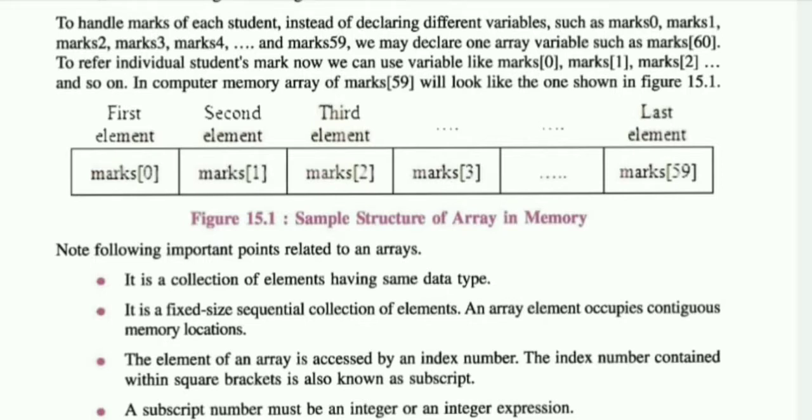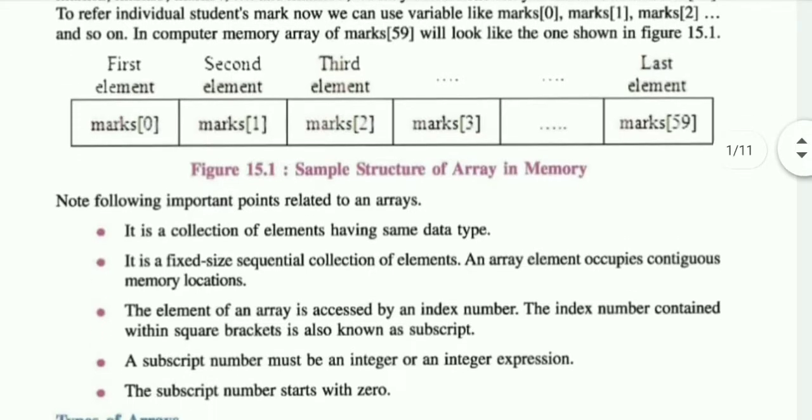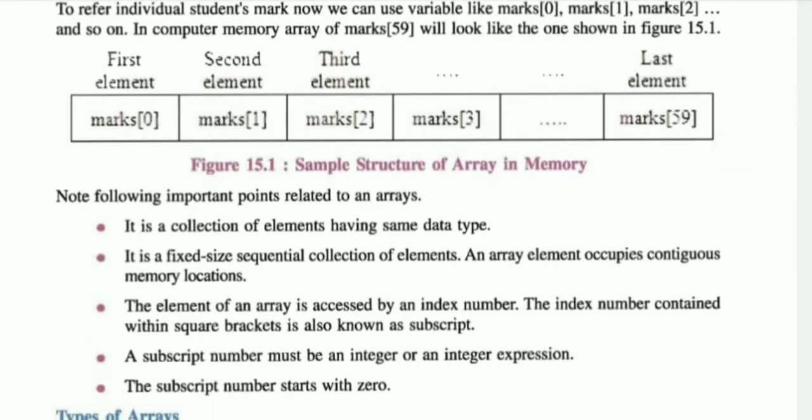And the subscript number must be an integer or an integer expression. Whatever the index number is, it must be an integer only. And then it should begin with 0. So always remember your index number will begin with 0. So here if you are storing 60 values, the size of your array is 60. But the index number will begin from 0 and end at 59. So the index numbers are from 0 to 59. So this is about the representation of the array, and these are the points that you have to remember about the array.